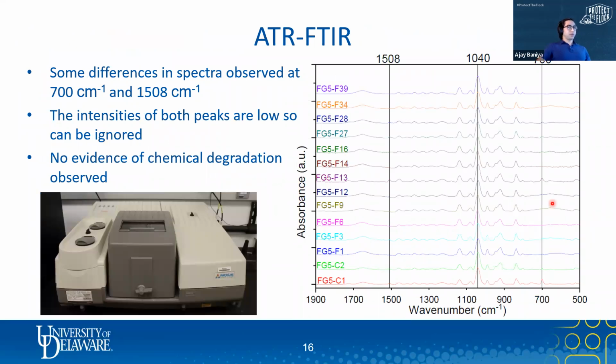And then we ran some spectroscopy tests. We ran tests on two control samples, C1 and C2, and also on field samples F1 through F39. We found some differences at 700 and 1508, but the intensities of the peaks, as you can see, were really low. So it signifies no evidence of chemical degradation.